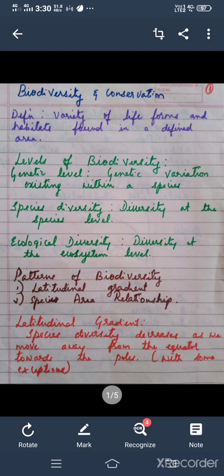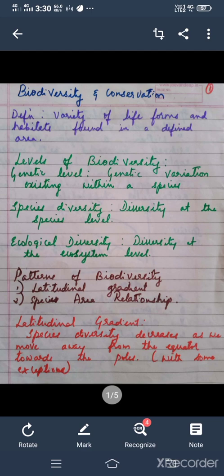Next, coming to the patterns of biodiversity. How is biodiversity organized? It is organized into 2 types of patterns. One is latitudinal gradient and the other is species area relationship. Coming to the first one, latitudinal gradient: it means species diversity decreases as we move away from the equator towards the pole. This is what is explained here.